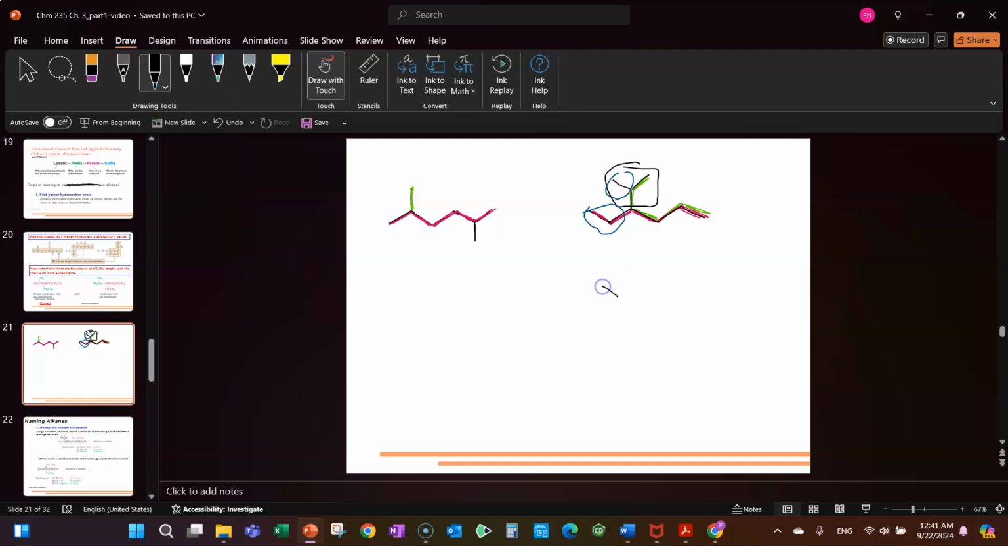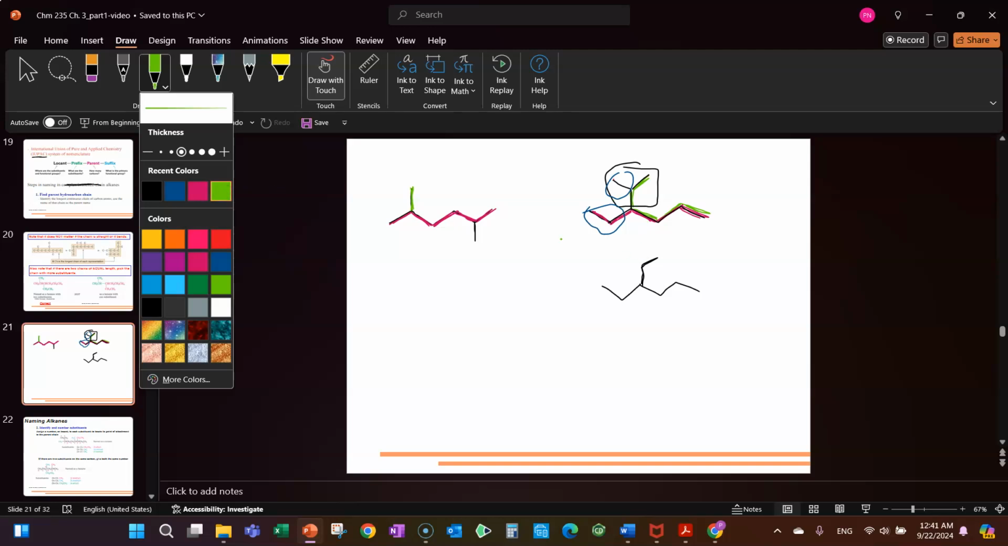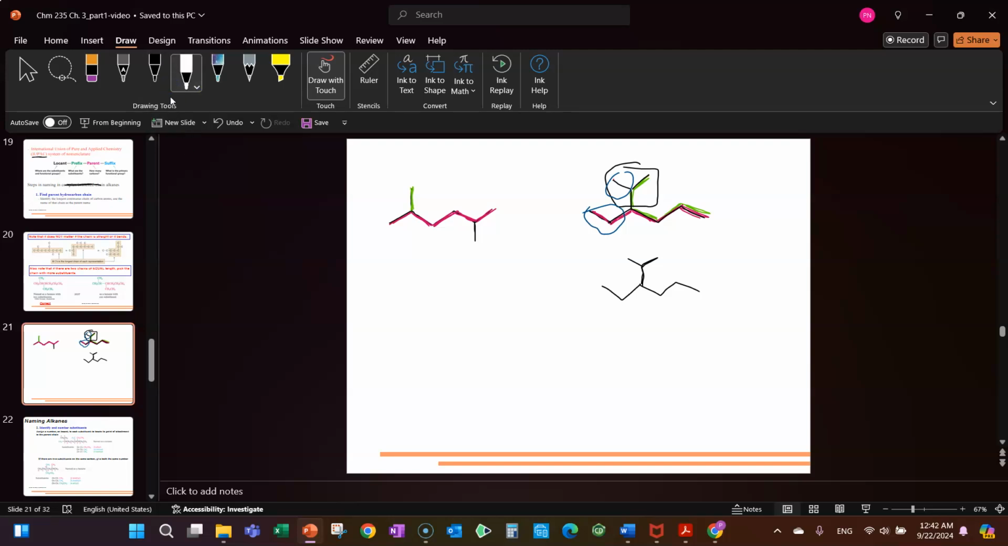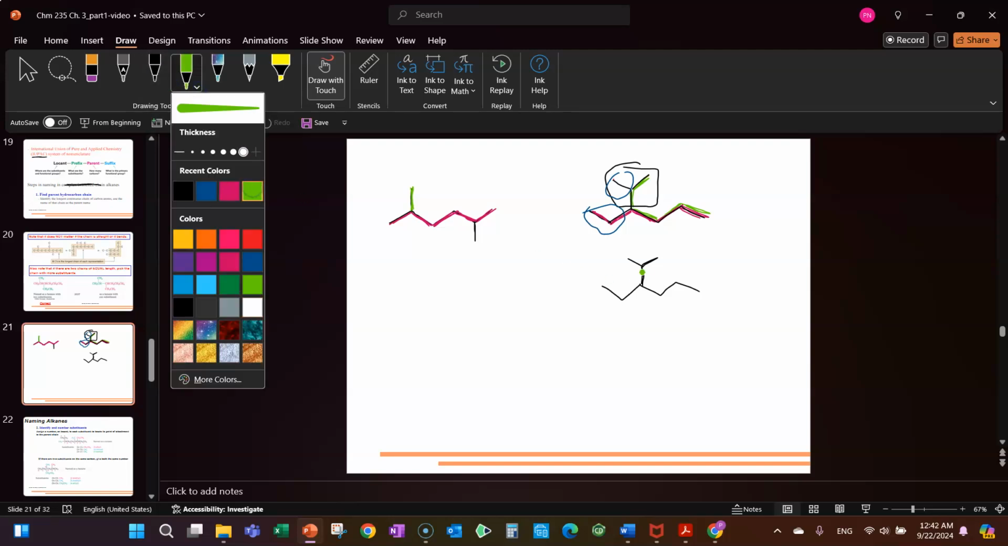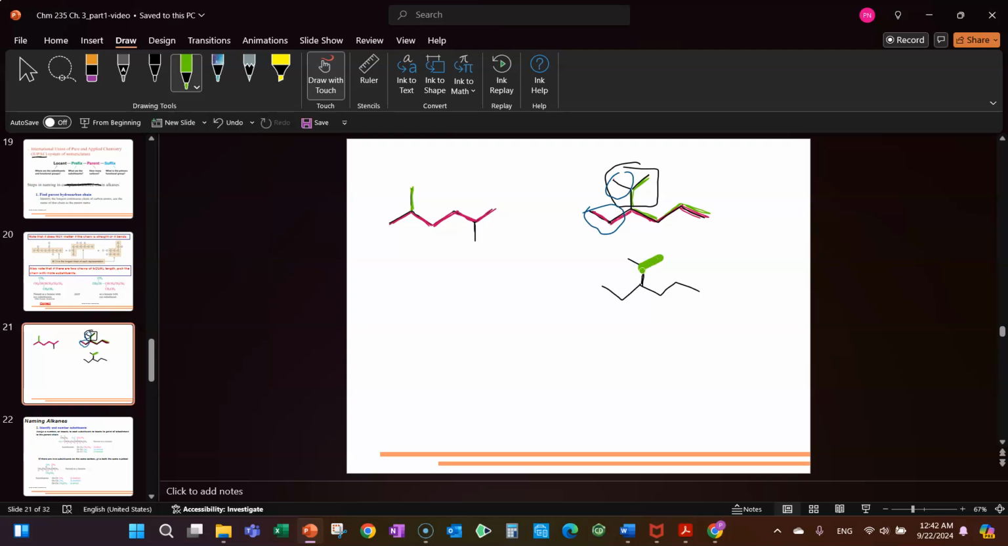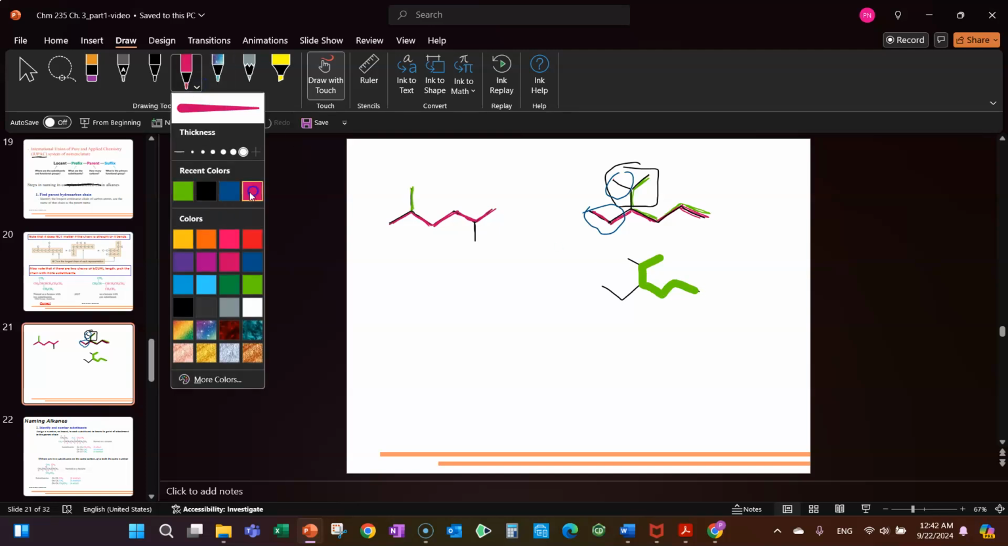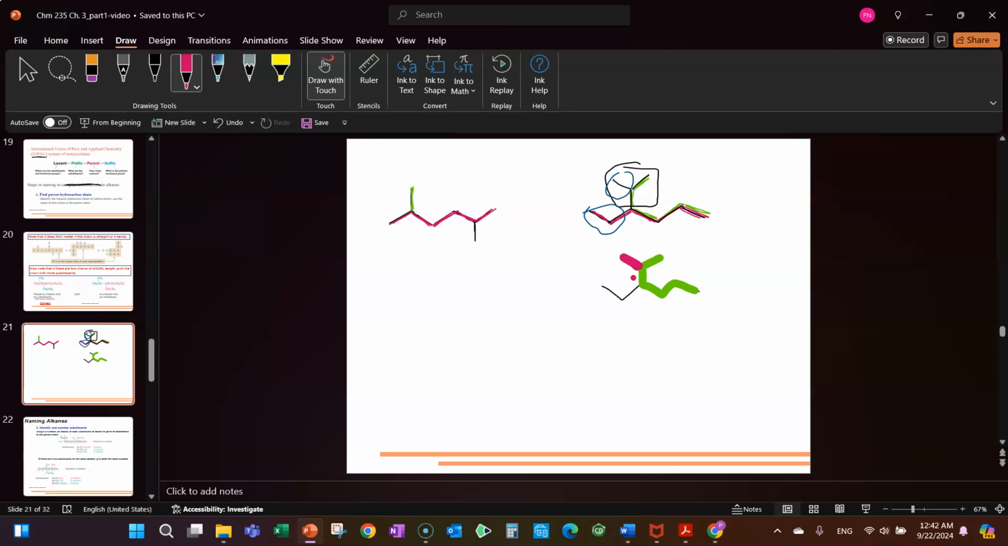Okay, so let's redraw that. I will be taking the green chain. This one, that's my chain. 1, 2, 3, 4, 5, 6. Then we have some substituents sticking out of it, which is this one and this one. Since there are two of them, this will be the correct way of doing it.